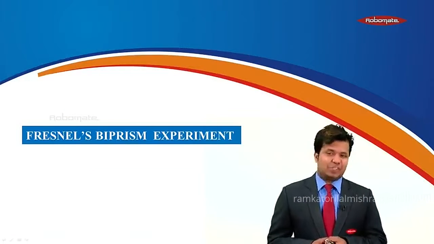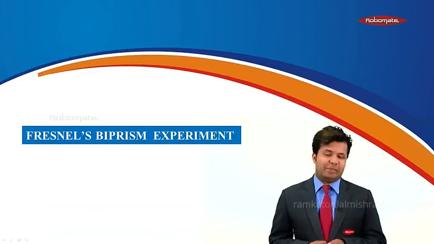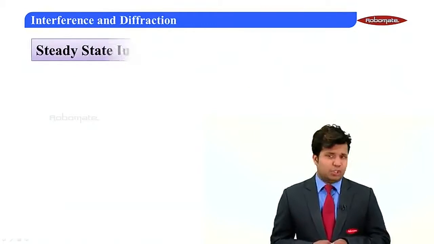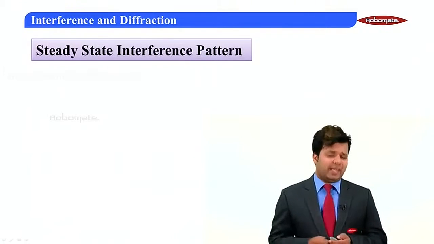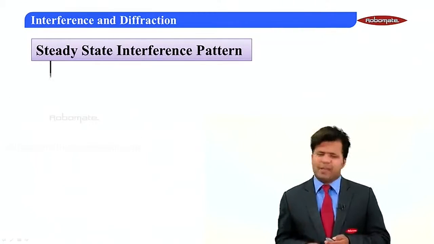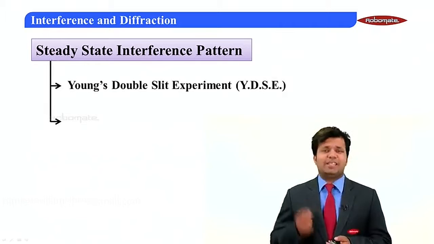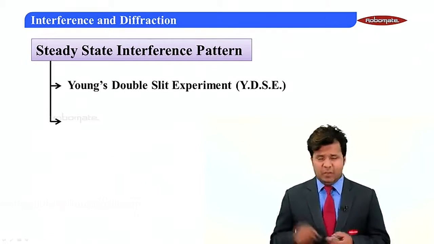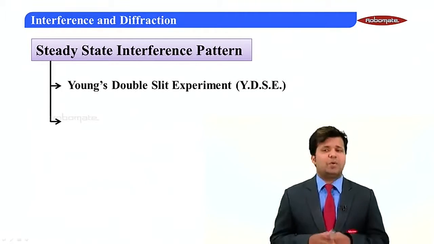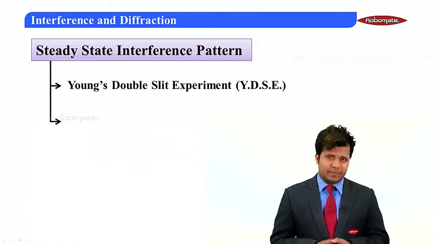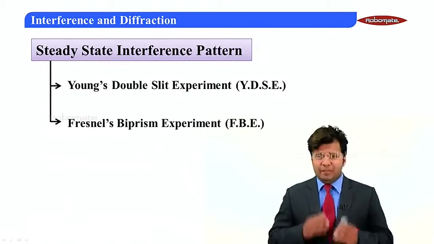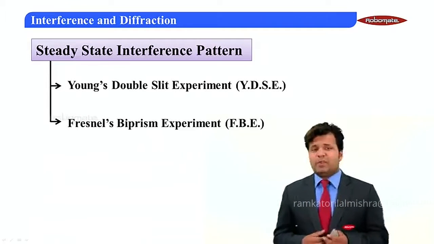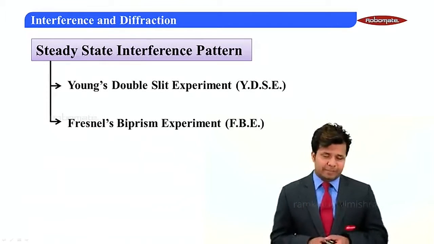Students, let us now start with Fresnel's biprism experiment. In order to study steady state interference pattern, we have already done one experiment, known as Young's double slit experiment. This was the very first experiment to determine the wavelength of light. Now we will move to Fresnel's biprism experiment, which is another experiment where we determine the wavelength of light.